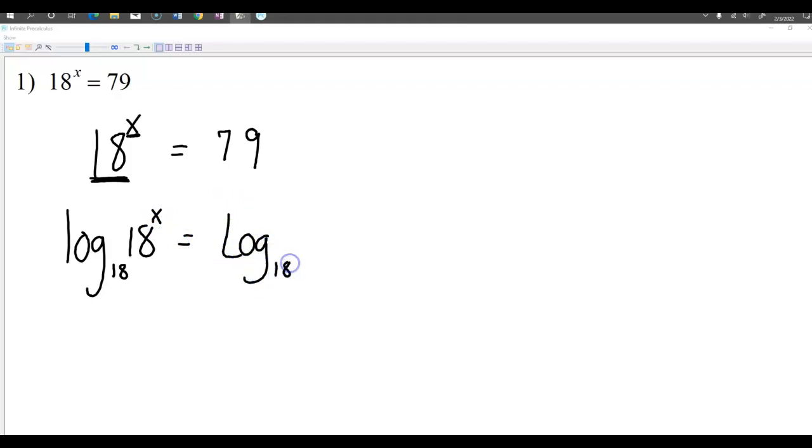So to get rid of the 18, I'm going to log with a base of 18 on both sides of this equation. Okay, so all I did was put a log base 18 on both sides. And the reason for that is because we have a log property that says that this just cancels each other out.